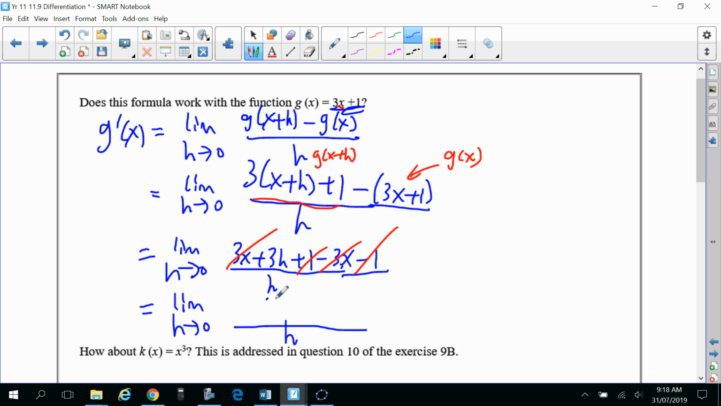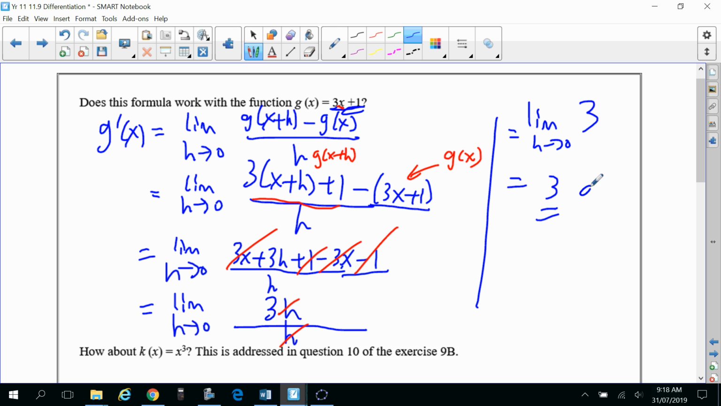It's amazing, yeah. And then h got cancelled as expected. Oh, that's unusual. We've got nothing to substitute. That's okay. As h approaches 0, 3 is still 3. Doesn't matter. As expected. OMG. It's long, but now we can prove it.